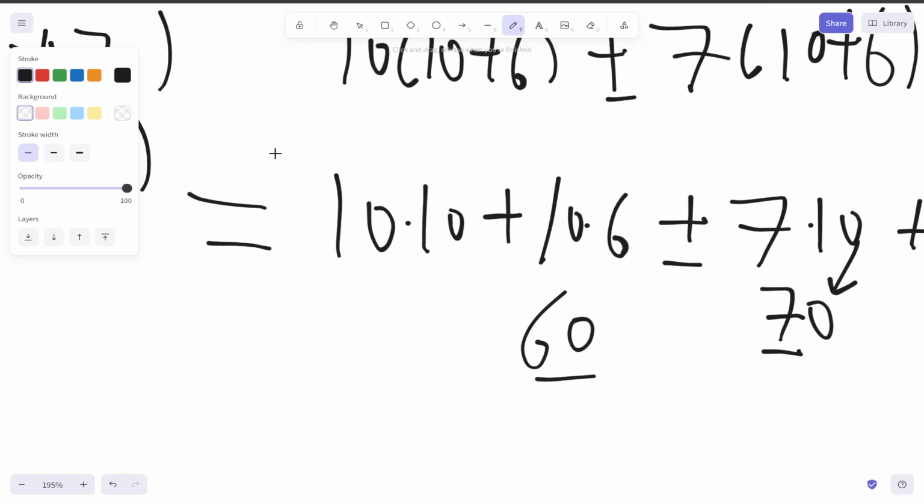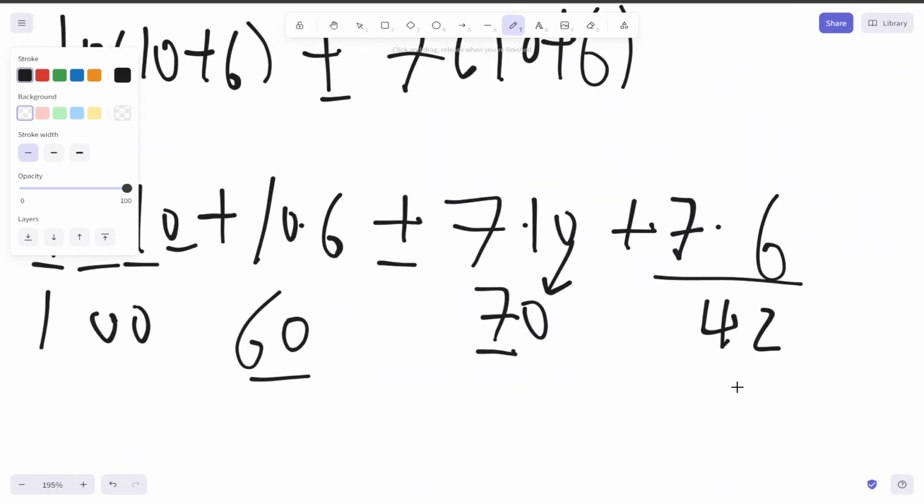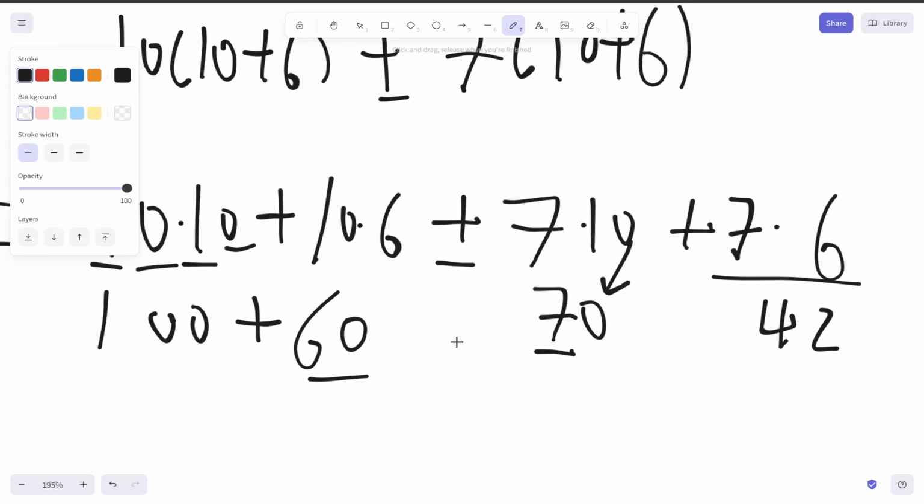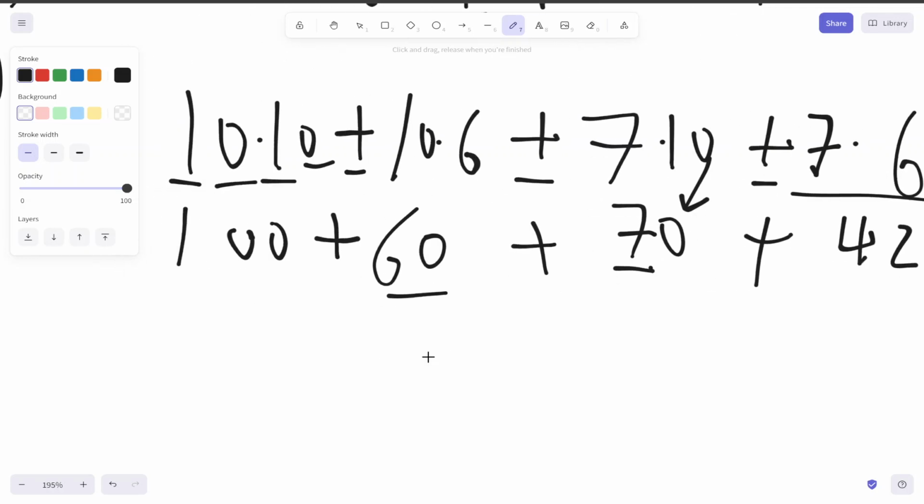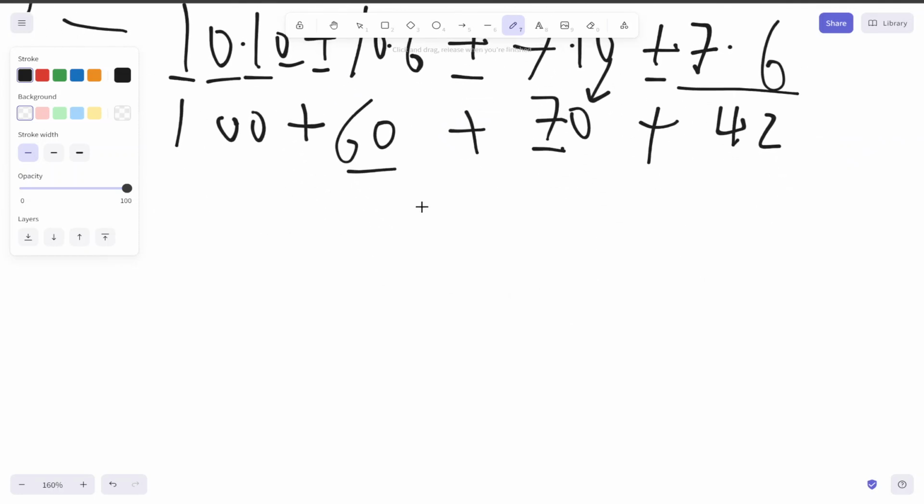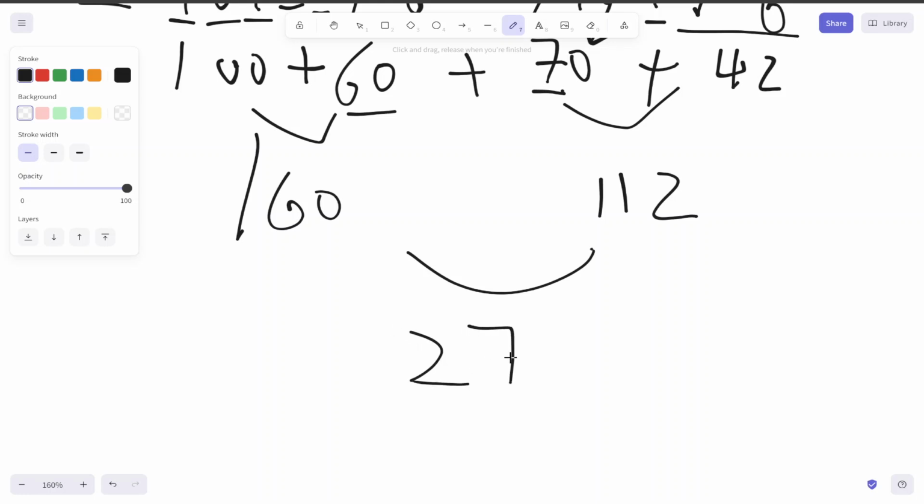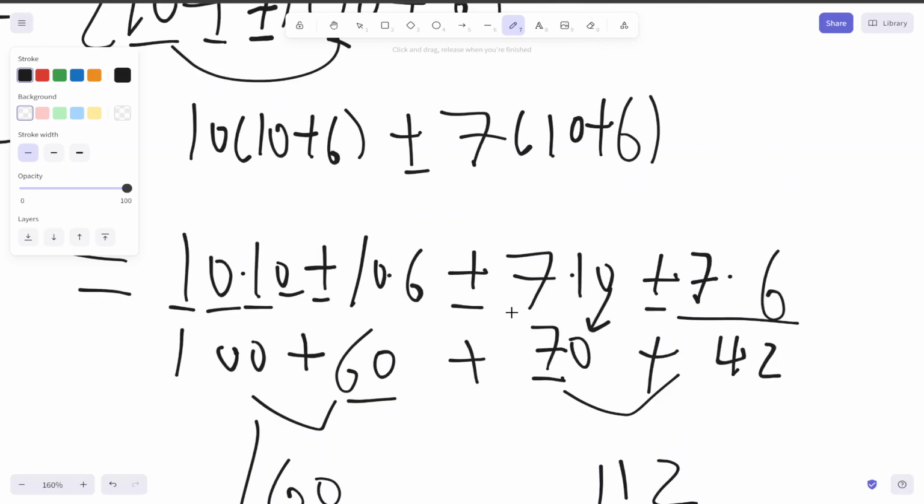And 10 times 10 is somewhat tricky to think about, but it's just 1 times 1 with 2 zeros stacked behind, so it's 100. And then 6 times 7 we know is 42. Then we can add these, and this just turns into an addition problem. We get 160, and this becomes 112. Then we can add these two, so it's going to be 272. All right, this is our answer.